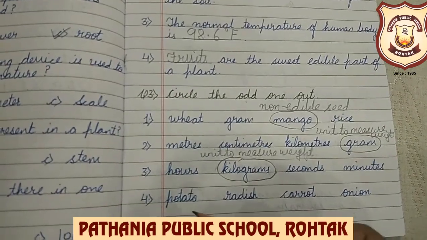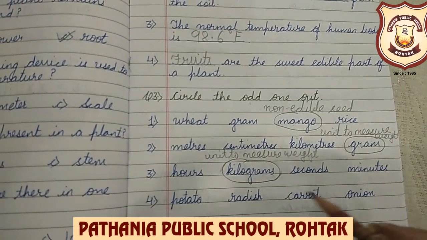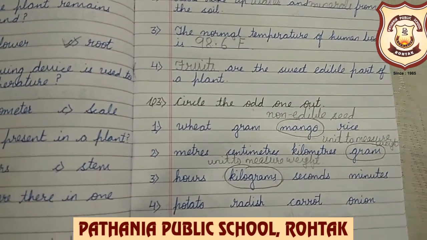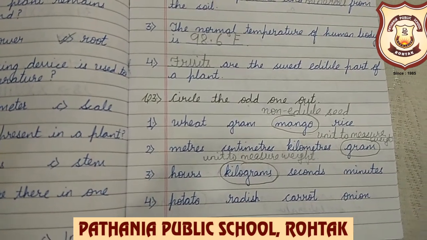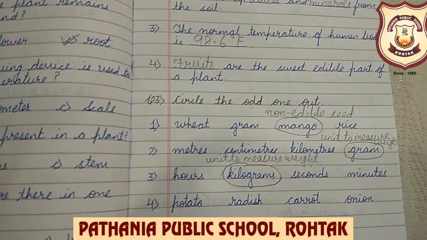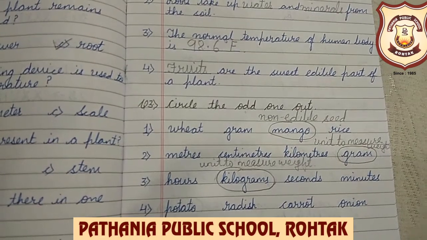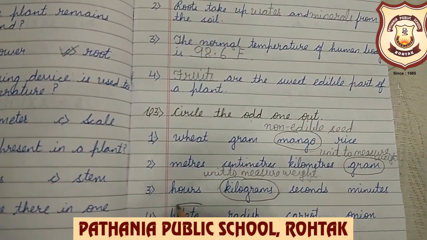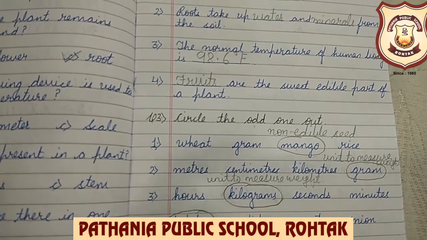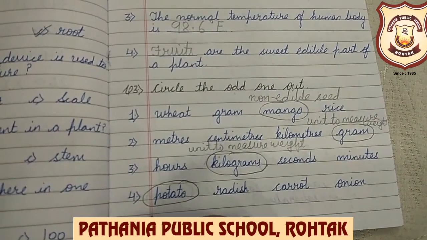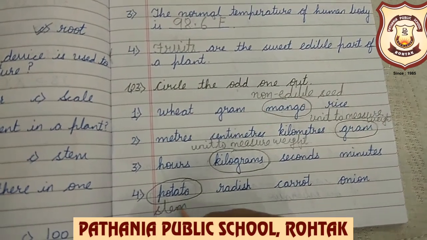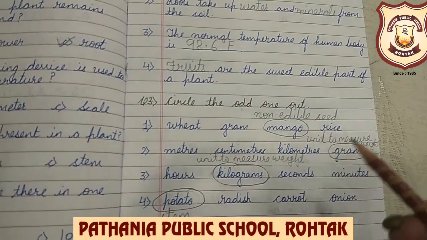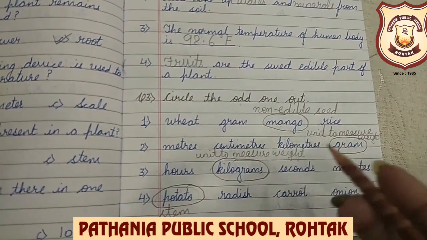Now in the fourth one beta, potato, radish, carrot, onion. So which one is odd and why? See beta, you know radish, carrot and onion are roots and potato is a stem. Yes, that's why it is different. So we will circle potato and we will write here because it is a stem. Right? So in this way with reason we will find out the odd one out.